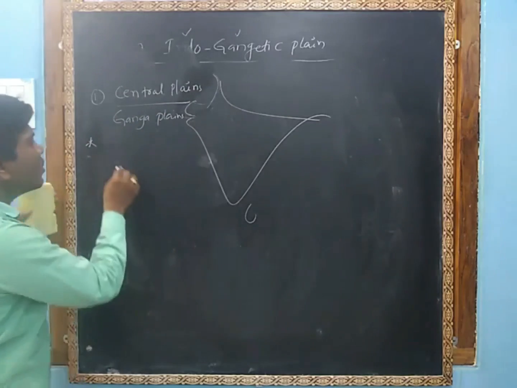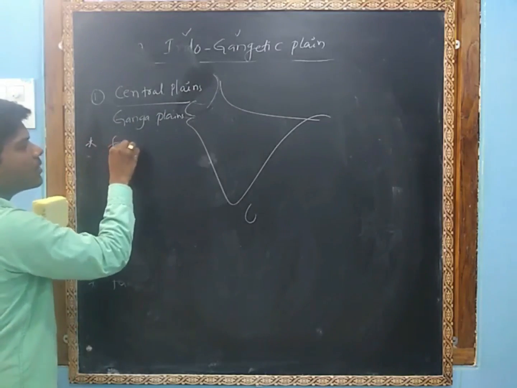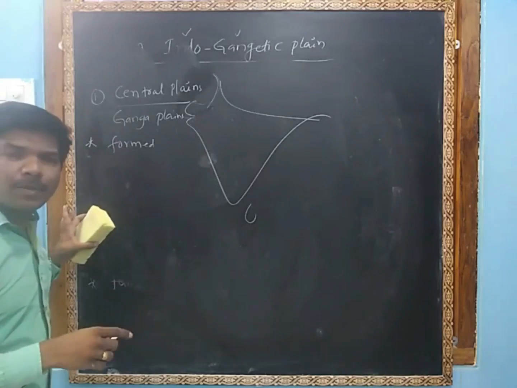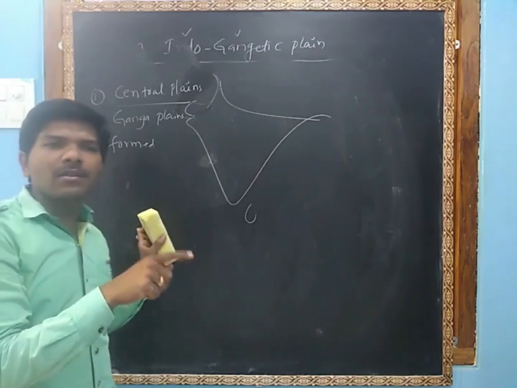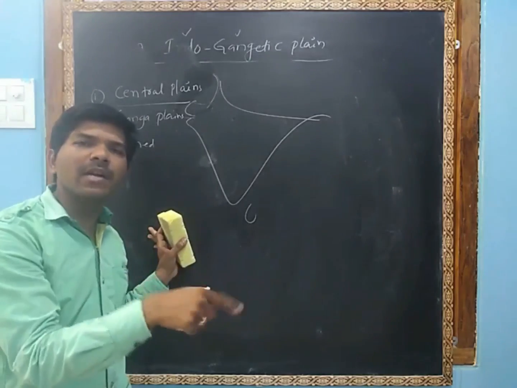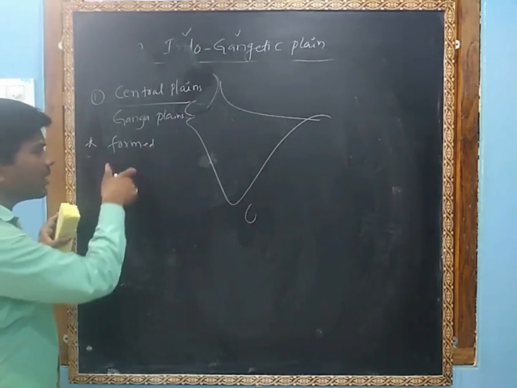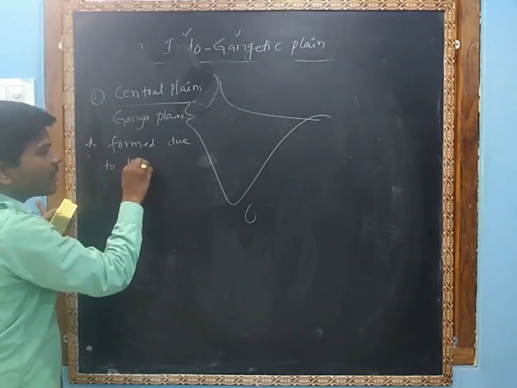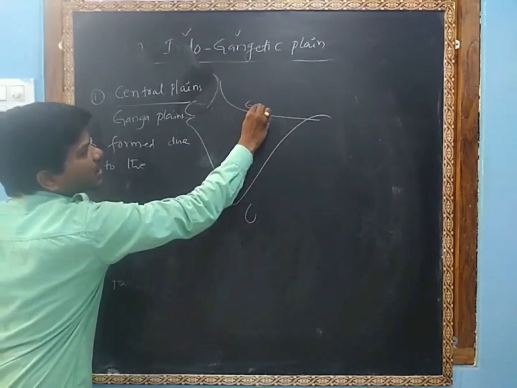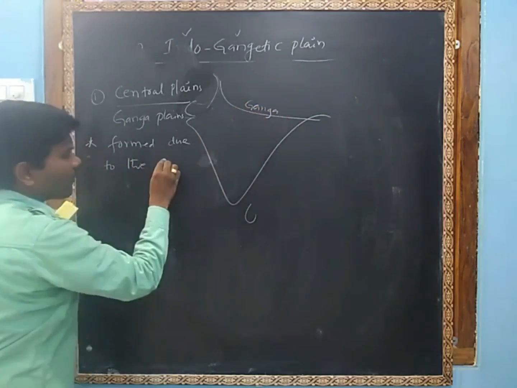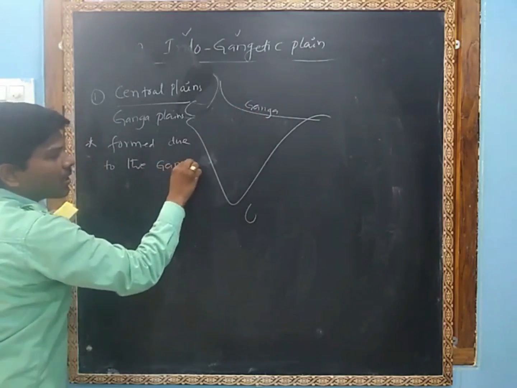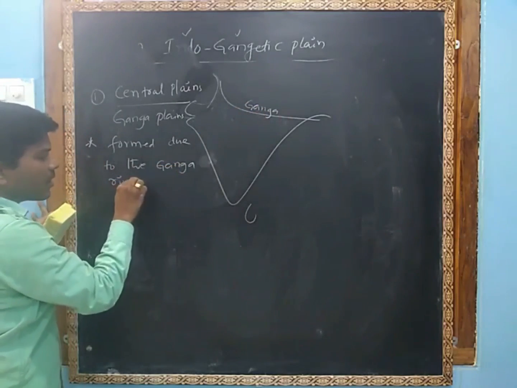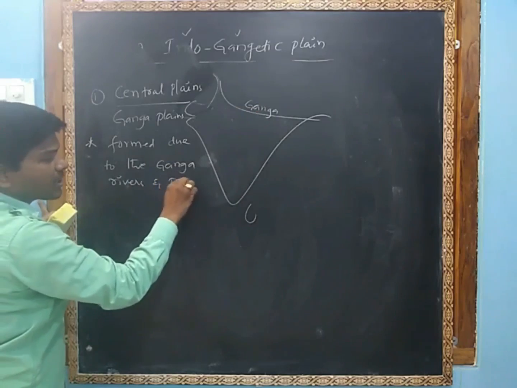So how are these formed? They are formed the same way as what we adopted in the western part. In the western part, these are formed due to the Indus river and its tributaries. Same, you write here. This is formed due to which river? This is the Ganga river. This is formed due to the Ganga river and its tributaries.